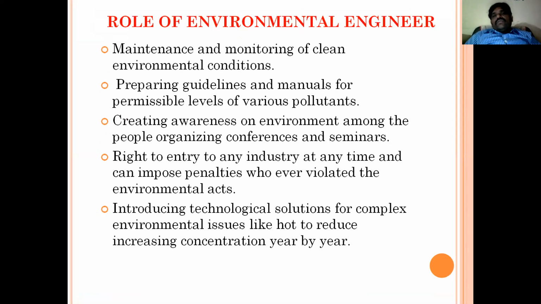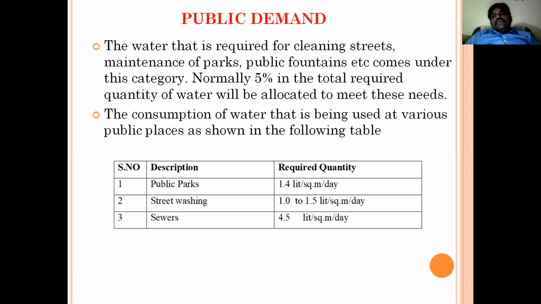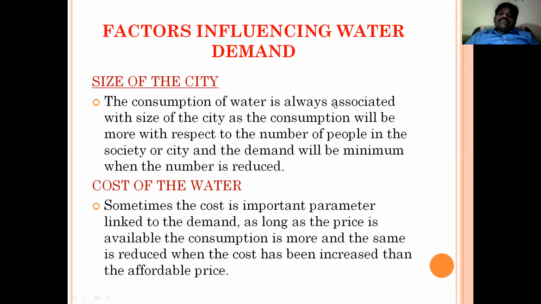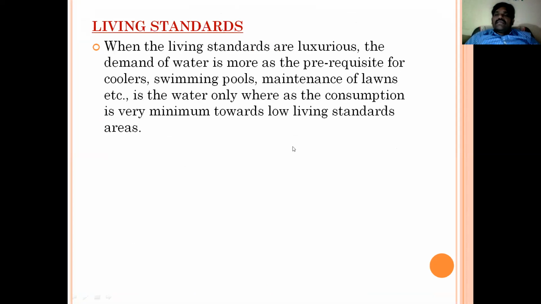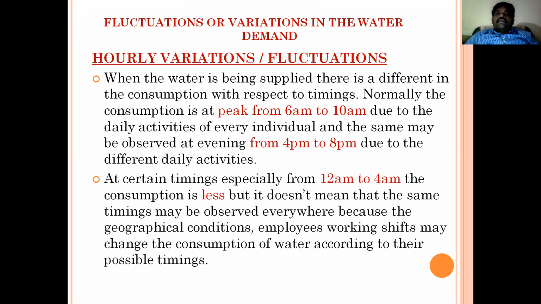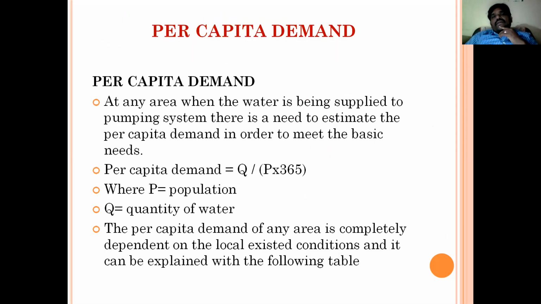And after that, we also saw in the previous class the components like size of city, cost of the water, climatic conditions, industries, living standards, in the name of factors influencing water demand. After that, we already saw the fluctuations which may be observed while the water is being supplied, with respect to hours and with respect to seasons. We have discussed per capita demand. How can we find out this per capita demand? We have discussed.